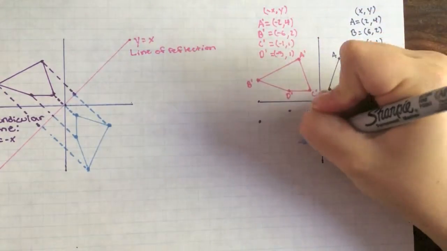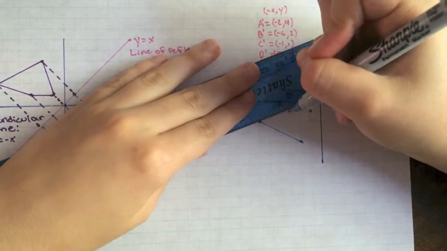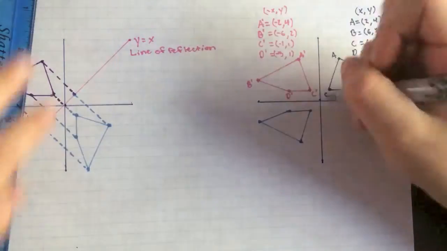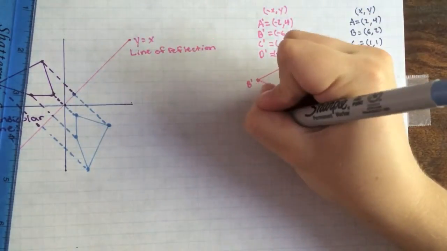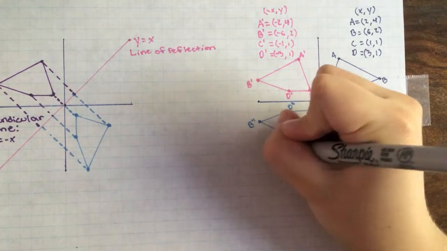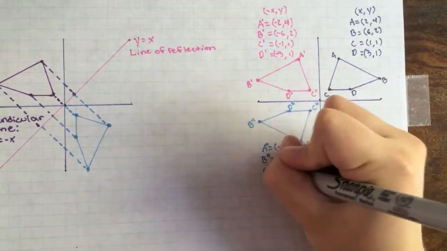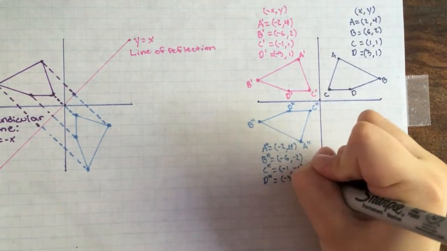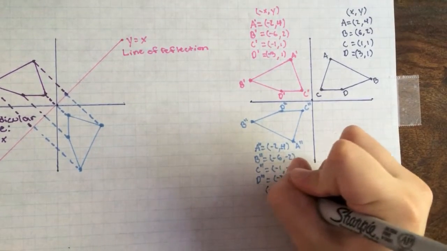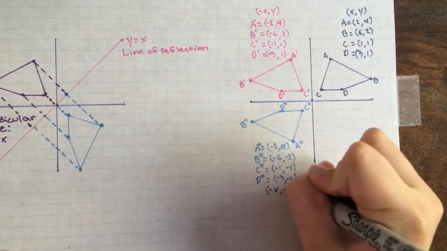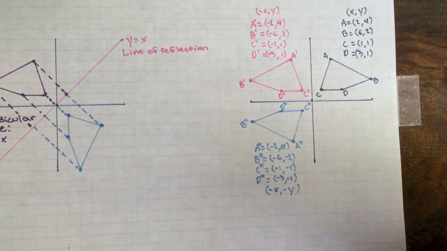We'll now reflect our new figure over the x-axis into quadrant 3. The coordinates now show both x and y being negative. The rule for reflecting over the x-axis into quadrant 3 is making x and y negative.